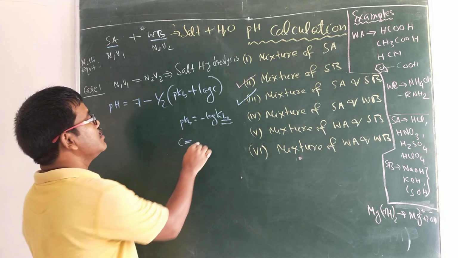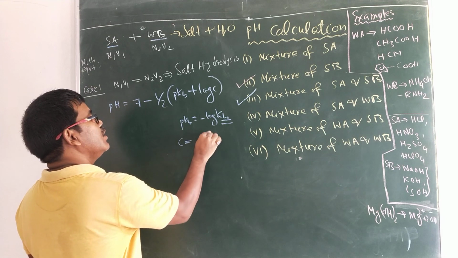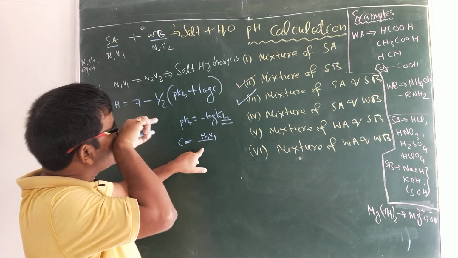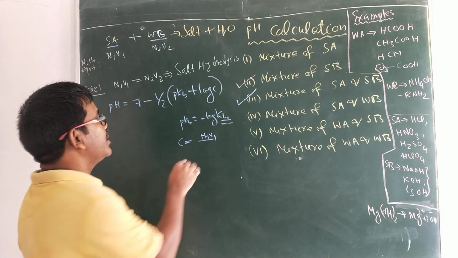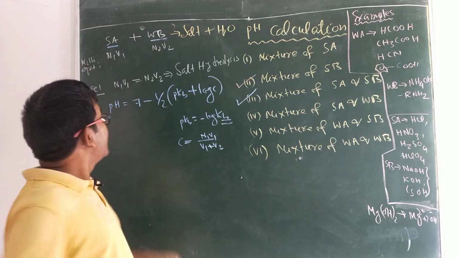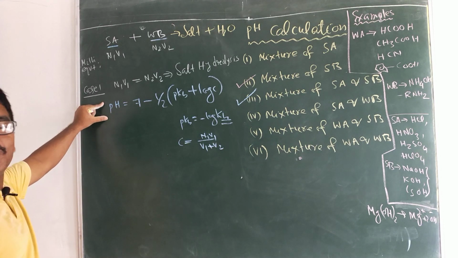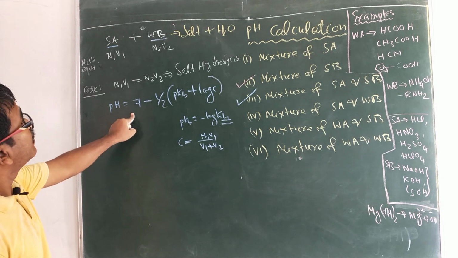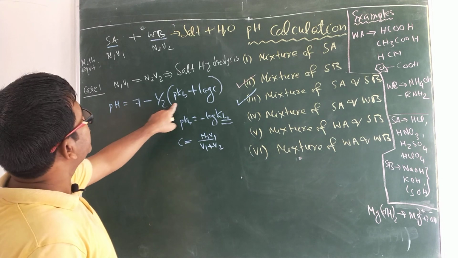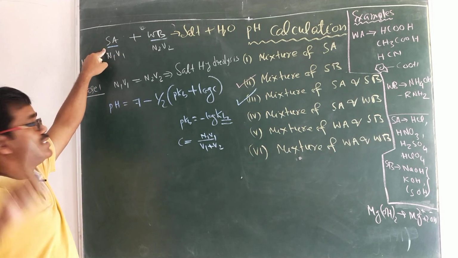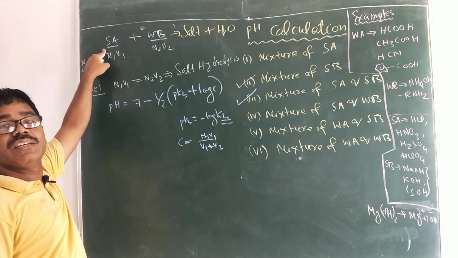That C is nothing but milli equivalent either of acid or base. Both of them are same. Milli equivalent of acid or milli equivalent of the base divided by total volume. That is called the C. By using this relation we can calculate the pH. pH is equal to 7 minus half of pKb plus log C, because acid part is strong. As acid part is strong, the pH will be less than 7.